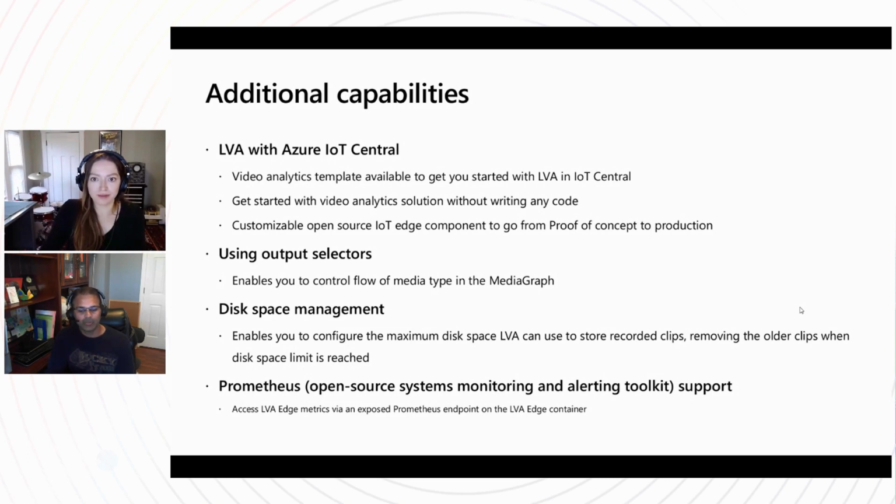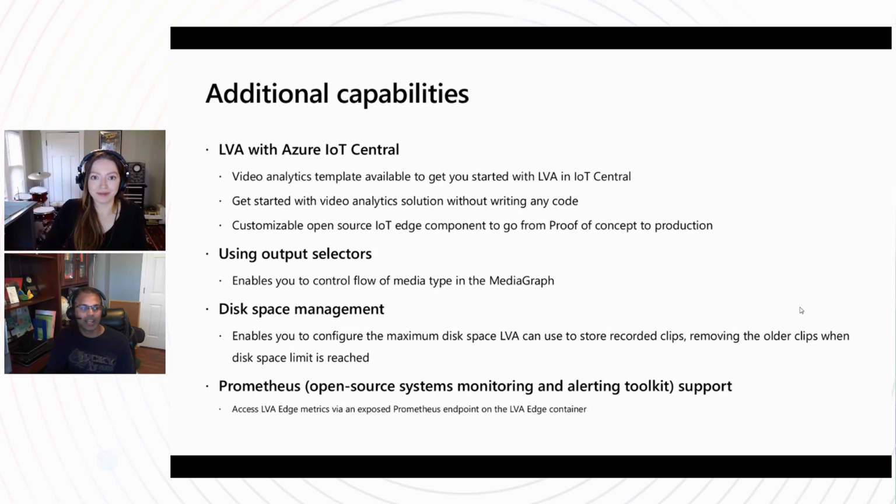Another feature which we just released is the ability for you to use output selectors across the various nodes in the media graph. What this means is that suppose you have a video camera which is emitting both video and audio, but all you are interested in is routing video through the media graph, you can do so now. So you get that flexibility.